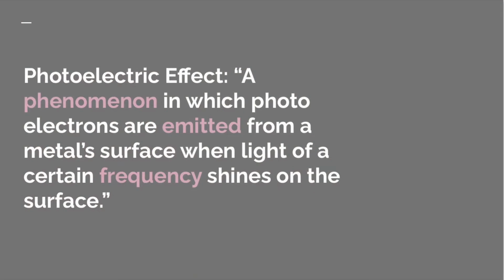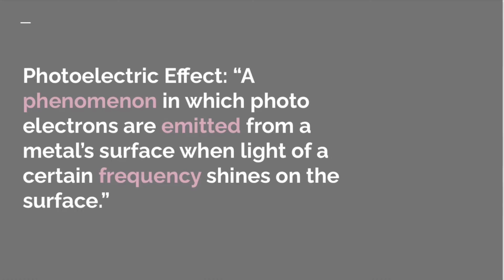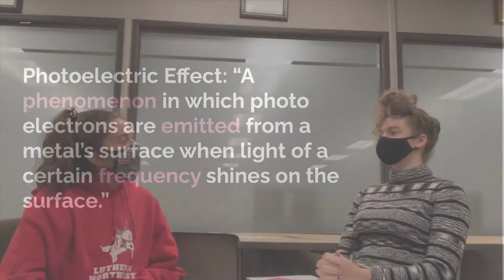Today, Albert is going to tell us about one of his greatest accomplishments, discovering the photoelectric effect in 1905. Could you tell us what the photoelectric effect is? The photoelectric effect is a phenomenon in which photoelectrons are emitted from a metal surface when light of a certain frequency hits the surface. I heard about the differing theories of Isaac Newton and Robert Hooke. Could you explain these to us?